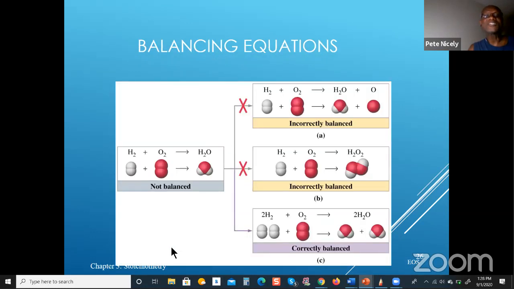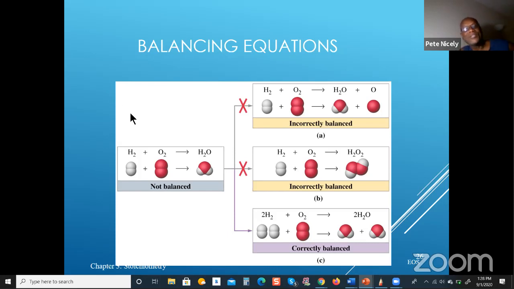Now, I want to show you this diagram here because this diagram shows you 2 incorrect ways of balancing equations. And here you have the correct way of balancing it. So what you cannot do when balancing an equation is simply add an element to one side in order to achieve the balance, right? You cannot do that. You're basically creating an element out of thin air in order to achieve this, right? So you cannot just simply add an element to one side in order to achieve the balance.